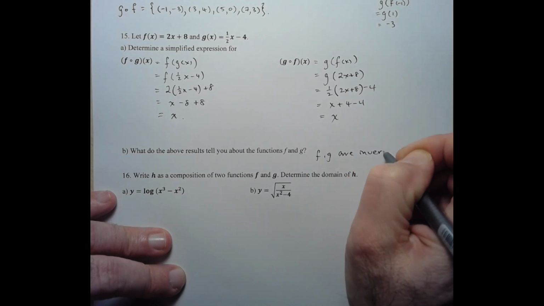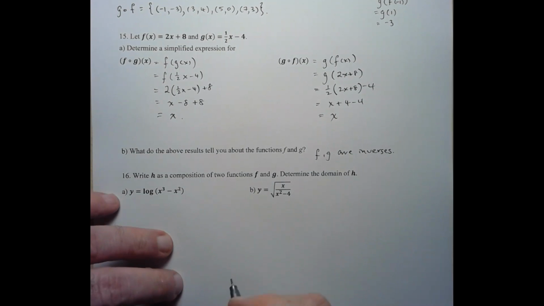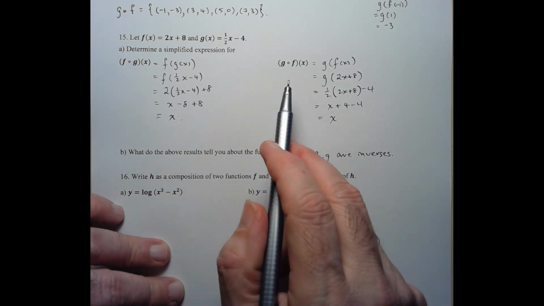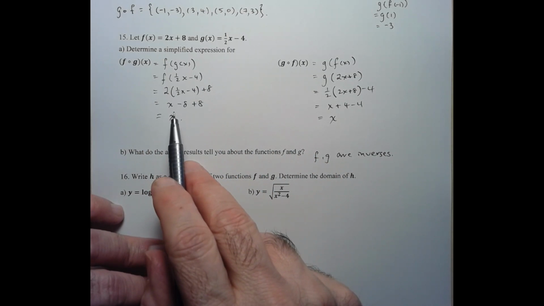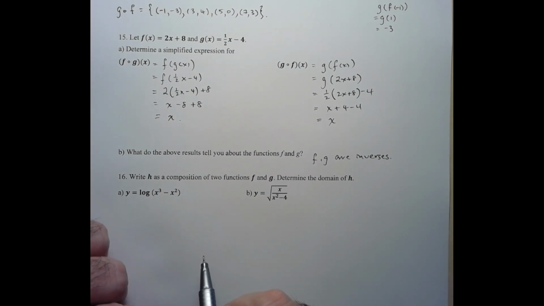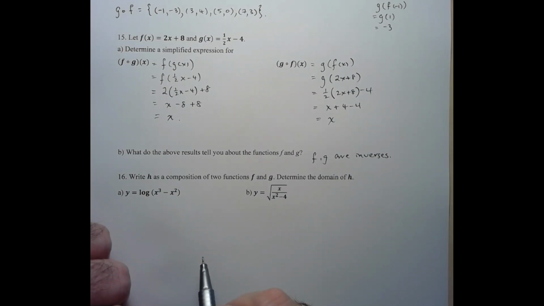This is a way of testing whether two functions are inverses: take their composition, and if they just output the same thing that was input, then you know that they're inverses of each other. That's it for this one.